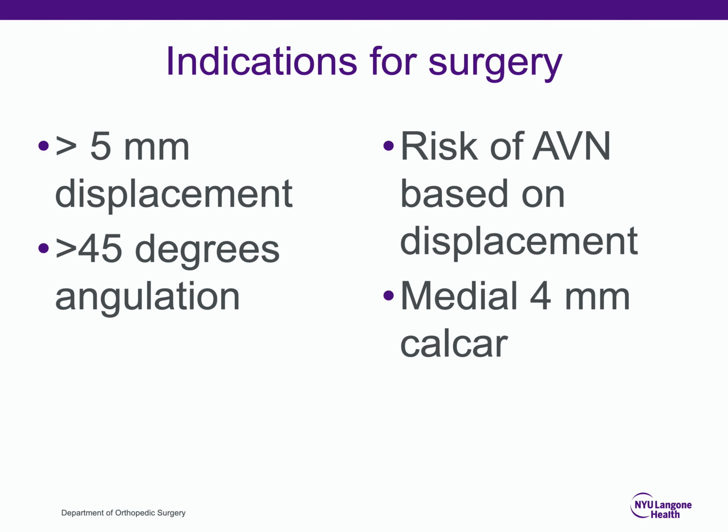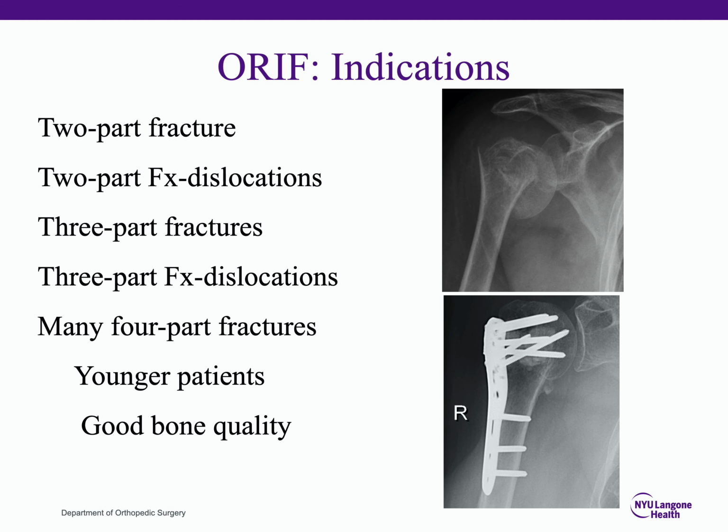Indications for surgery, again, for your boards, things that you need to know. Parts being displaced more than 5 millimeters. This applies to greater tuberosity more than anything else. The angulation of 45 degrees, which applies to the head compared to the shaft. There is a risk of AVN of the humeral head based on the displacement of the fracture. Presence of medial 4 millimeters of calcar is protective from AVN, as seen in postoperative X-ray studies.